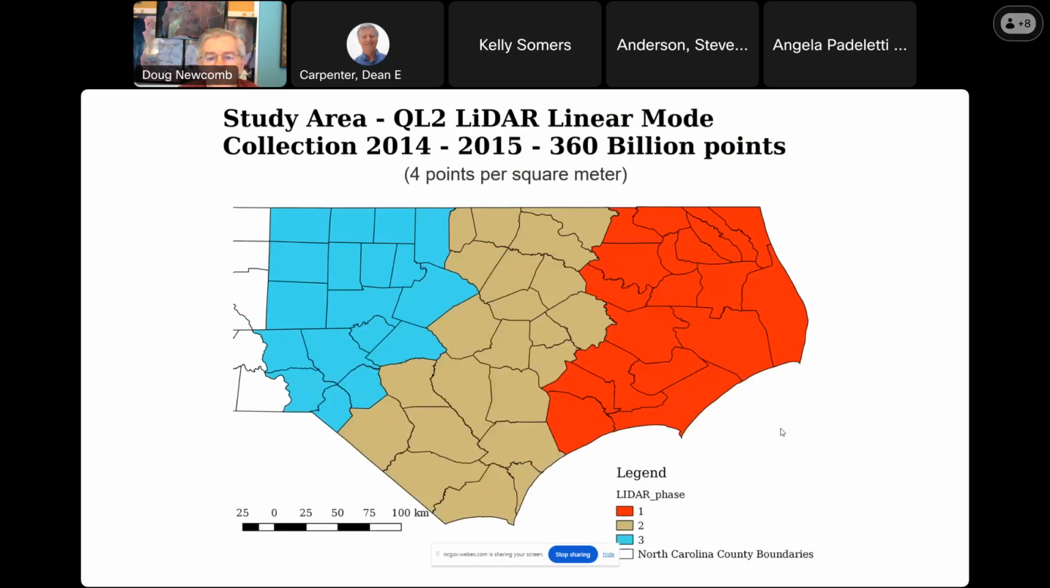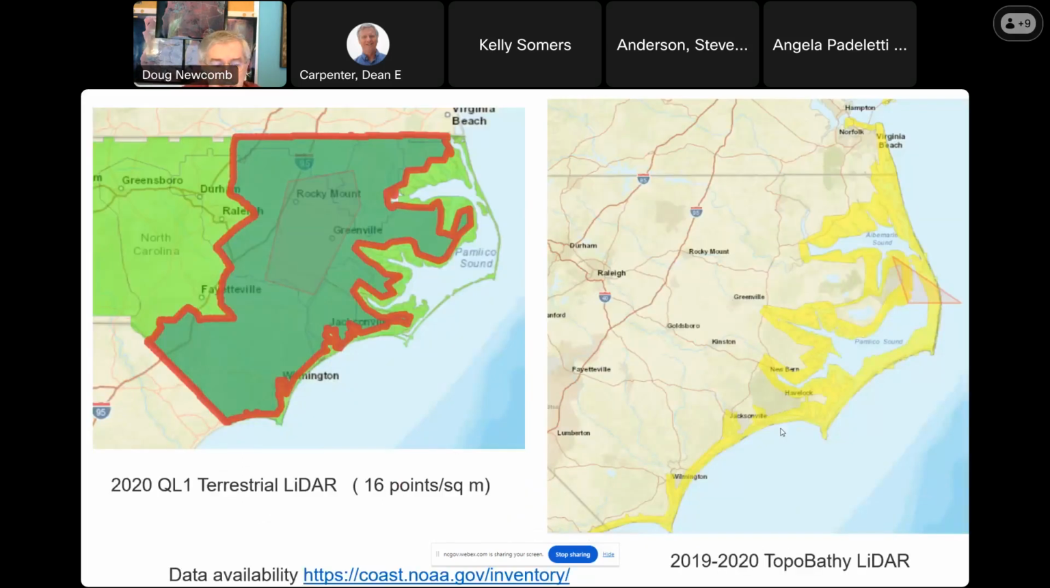The QL2 data gives you a lot of data. The first three phases of QL2 data from 2014 to 2015 gave us about 360 billion points across the eastern half of the state, which is very useful to describe things. The newer data is not quite the same extent yet. You have the 2019-2020 topographic LiDAR, you can see on the right here. And then on the left, the 2020 QL1 terrestrial or topographic LiDAR.